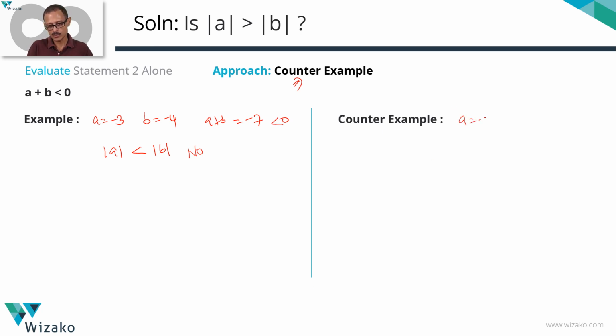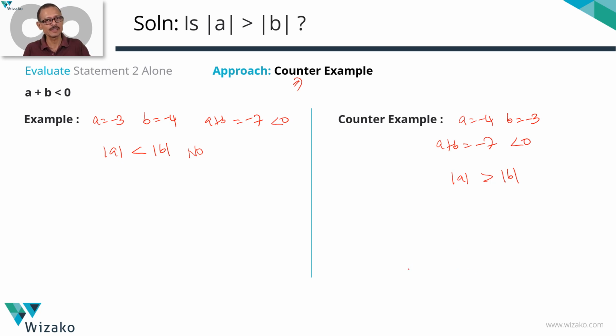Take A to be equal to minus 4, B to be equal to minus 3. What is A plus B? Still the same, minus 7, which is less than 0. Now, modulus of A is modulus of minus 4, which is 4. Modulus of B is modulus of minus 3, which is equal to 3. So in this example, modulus of A is greater than modulus of B.